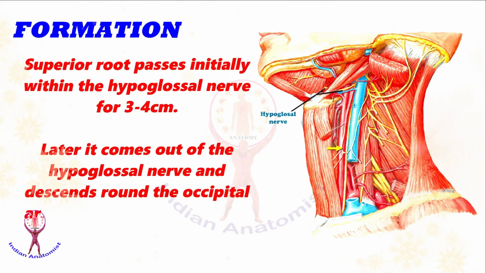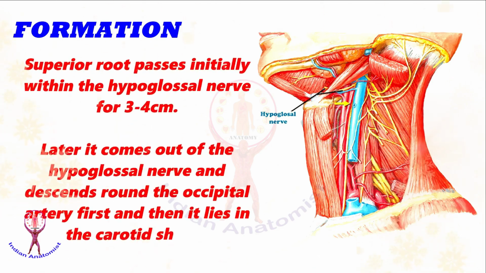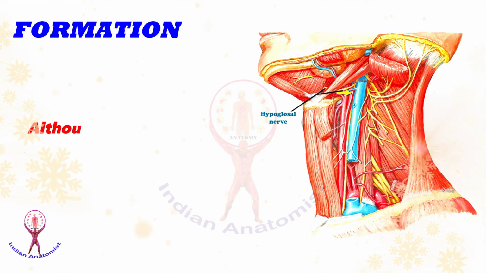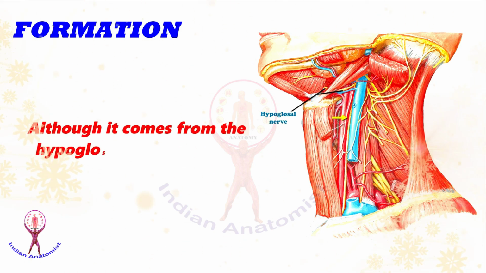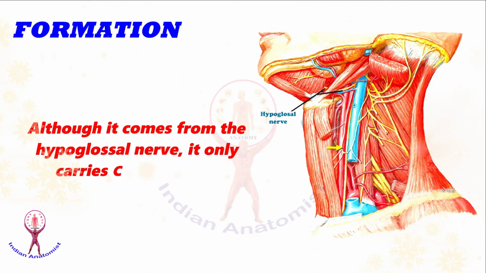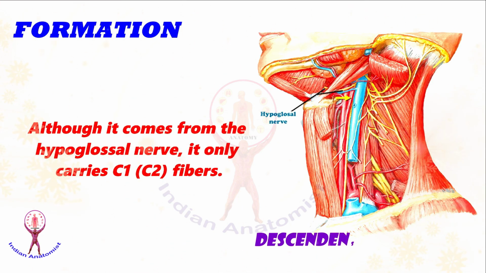The superior root passes initially within the hypoglossal nerve for 3 to 4 centimeters, later it comes out of the hypoglossal nerve, and descends round the occipital artery first, then lies in the carotid sheath. By seeing the appearance, this root arises from the hypoglossal nerve, hence it is named descendens hypoglossi. Although it comes from the hypoglossal nerve, it only carries C1, C2 fibres.